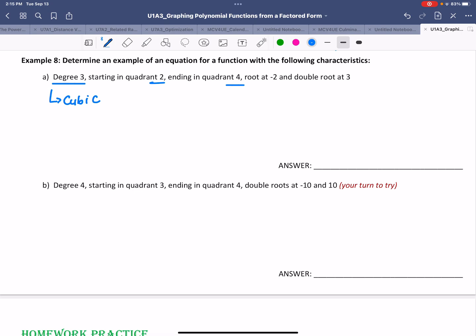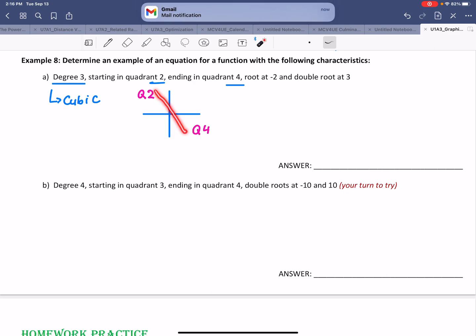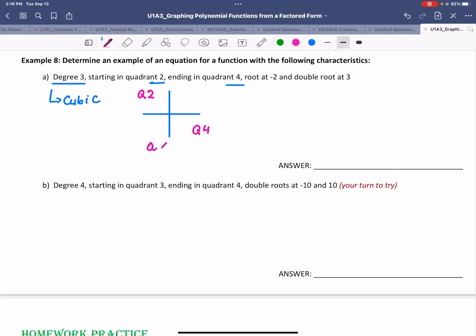If you try to envision this, I'm going to draw the Cartesian plane here very quickly. This function starts in quadrant 2 and ends in quadrant 4. It's odd degree, so it's cubic, so the end behavior will be similar to that of a linear function, but it's going down, which means that this has a negative leading coefficient. So a is negative, because it looks like a line that goes down.